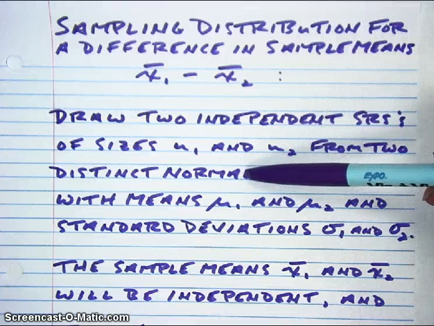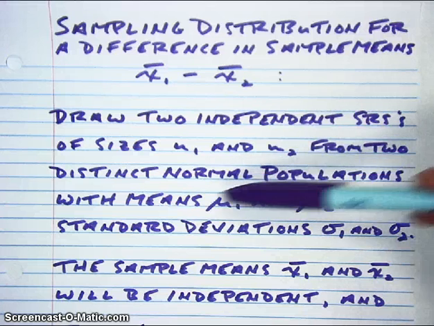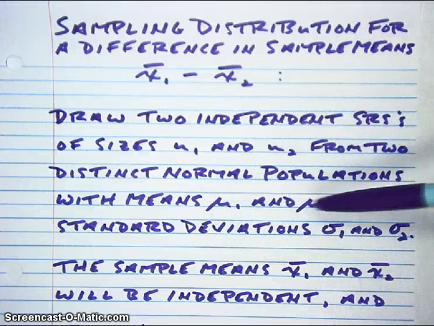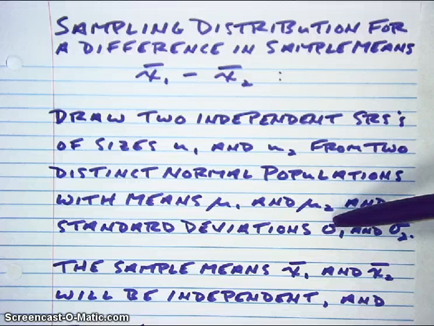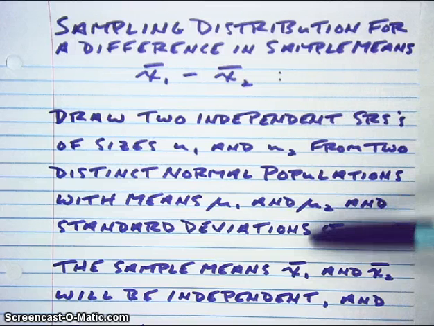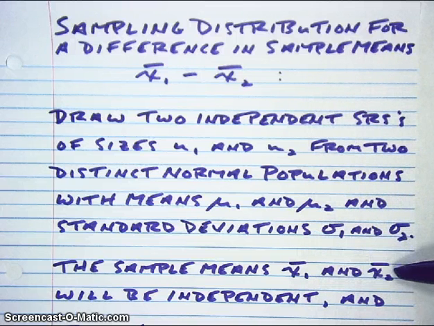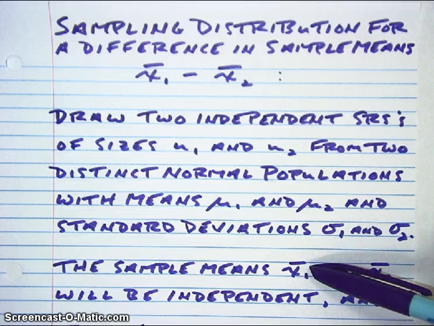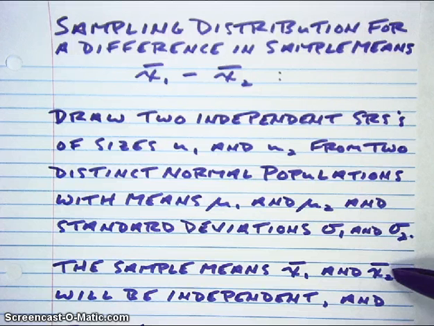Now, if the populations are both normal, we'll assume that, with means mu1 and mu2 and respective standard deviations sigma 1 and sigma 2. If the samples are independent, then the sample means x1 bar and x2 bar will be independent also. And we can also make other claims about the center, the spread, and the shape of the sampling distributions for x1 bar and x2 bar.